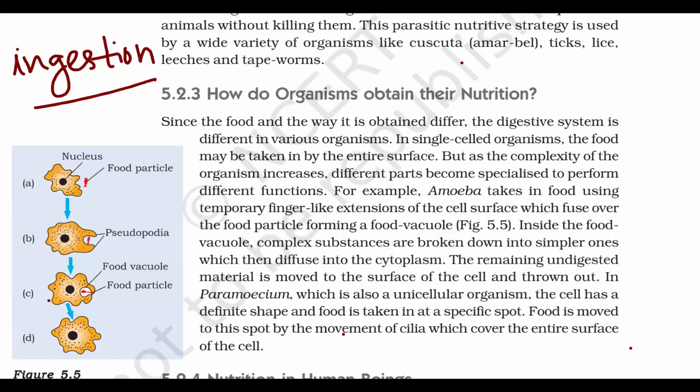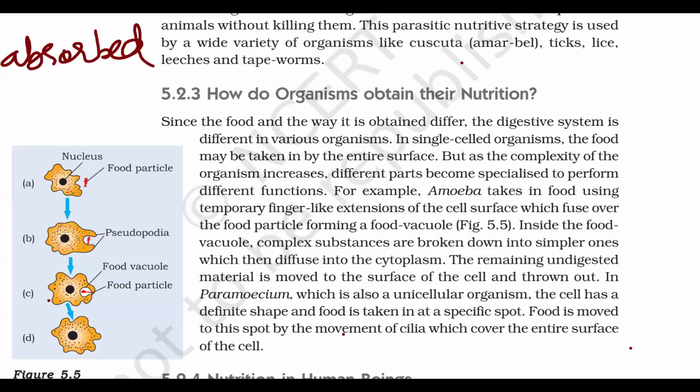Just write down further. Ingested food is digested and absorbed. Firstly, no need to write, I'm just explaining. First, the food is ingested, then it is digested, and now continue the definition, and then absorbed. After digestion, it is absorbed by body cells of an organism. Okay?